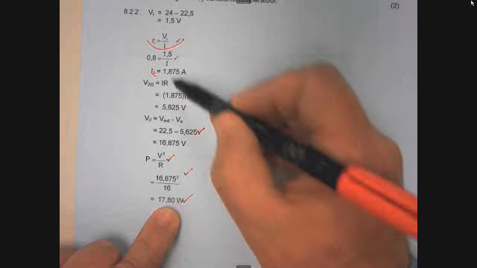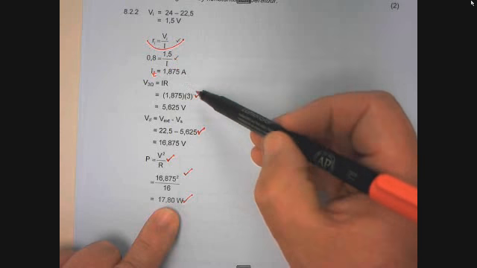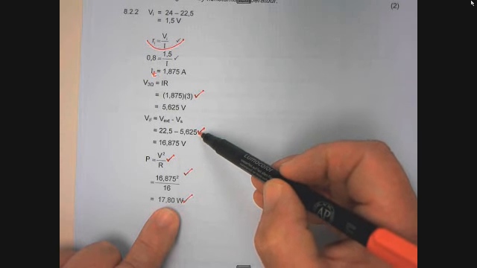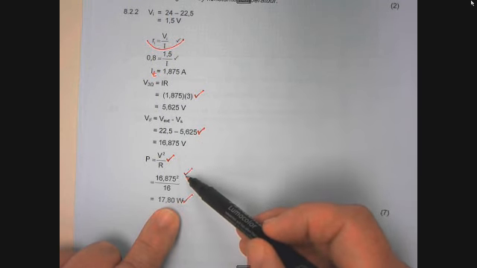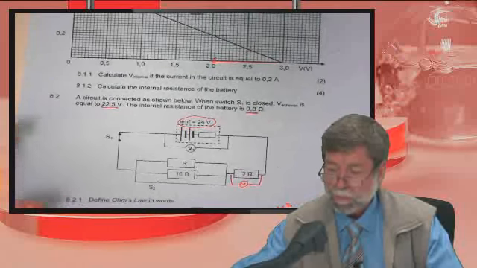But there are 2 marks for formulas, and then you will see for substitutions, 1 for the total current, 1 for the potential difference across the 3 ohm resistor, 1 for V parallel, and then 1 substitution mark for the final calculation. So in total, 4 substitution marks, 2 marks for formulas, and 1 mark for the final answer. Right, that is question 8.2.2.